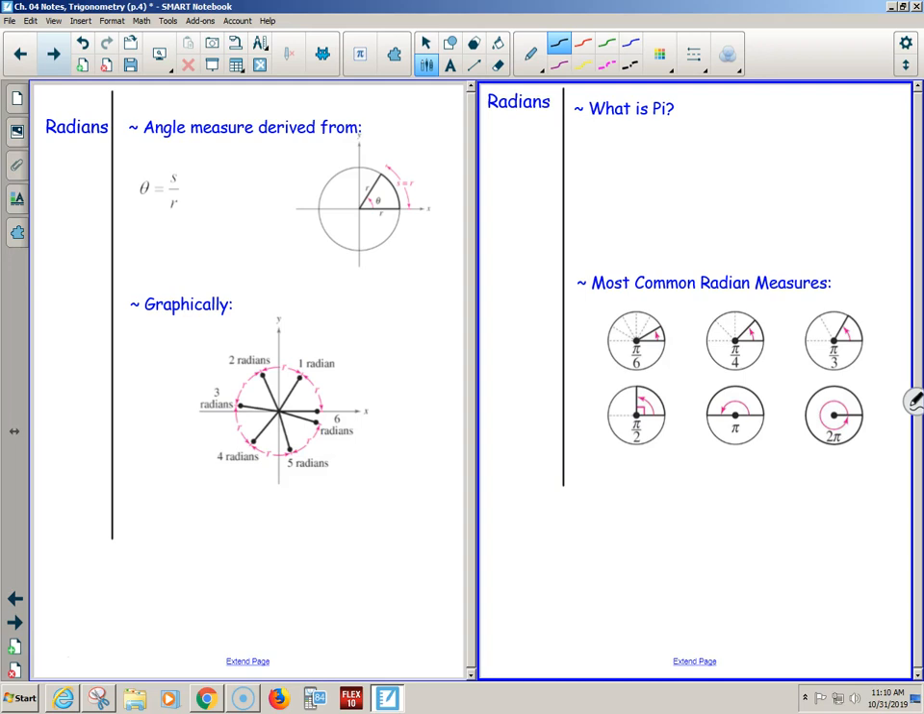I want you to think of a millimeter. Super tiny, a little tick mark on a ruler, the metric side of a ruler. And then I want you to think of a foot. A millimeter versus a foot. Which one's smaller? Millimeter. Yeah, it is. Which one's bigger? Foot.